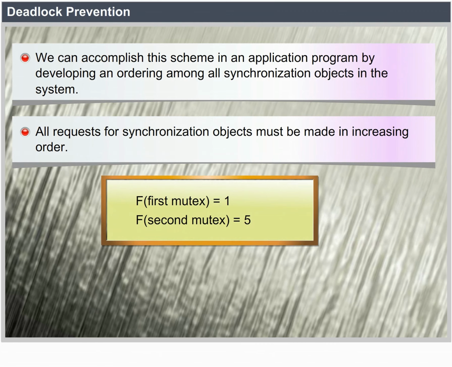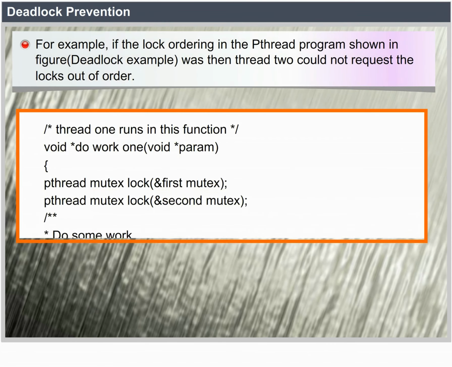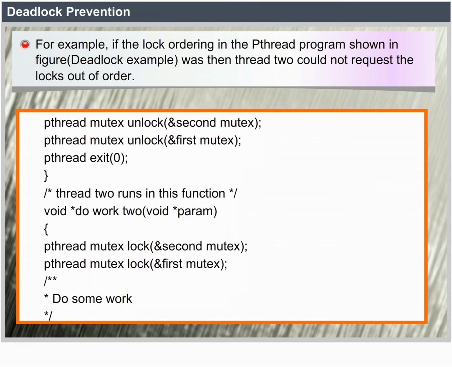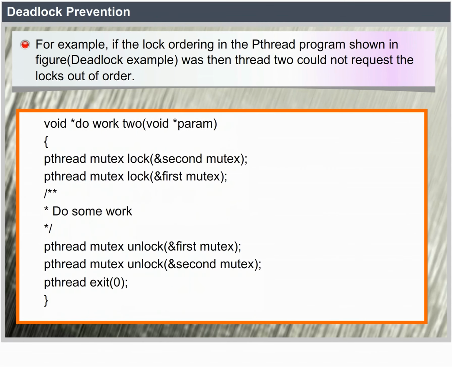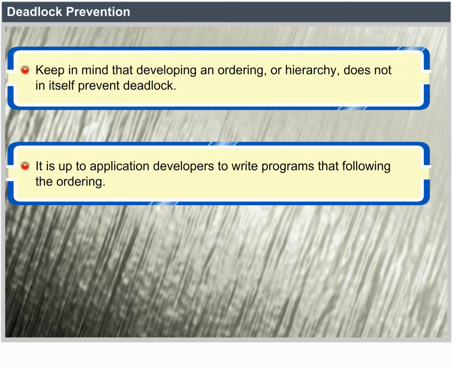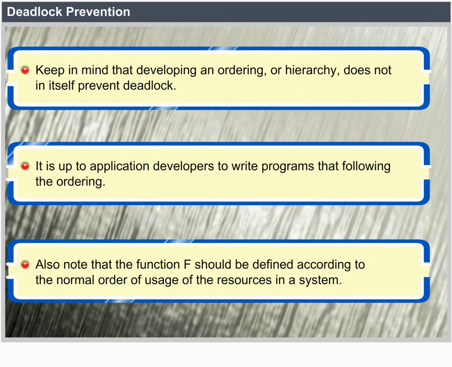For example, if the lock ordering in the pthread program shown in the figure, Deadlock example, was F(first_mutex) < F(second_mutex), then thread 2 could not request the locks out of order. Keep in mind that developing an ordering or hierarchy does not in itself prevent deadlock. It is up to application developers to write programs that follow the ordering.